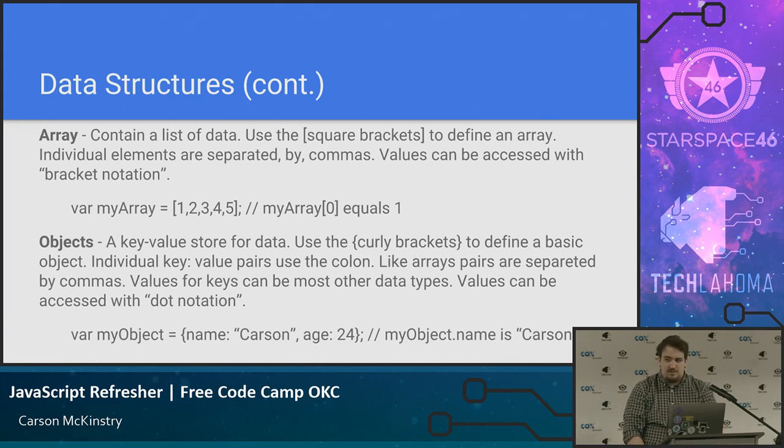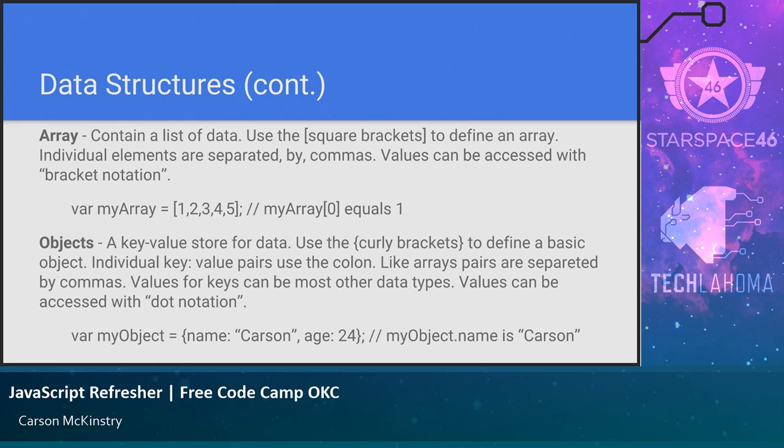So those values can be accessed with dot notation, most notably with dot notation. You can also access them with bracket notation, but that's a little more involved in what you actually have to do with it. So here's an example of an object. You've got my object is equal to something in brackets. So you've got my name and you've got my age. Now if I wanted to access my name, it would be my object.name, and that would equal Carson.